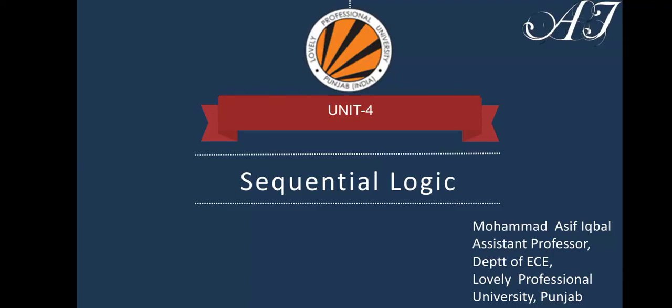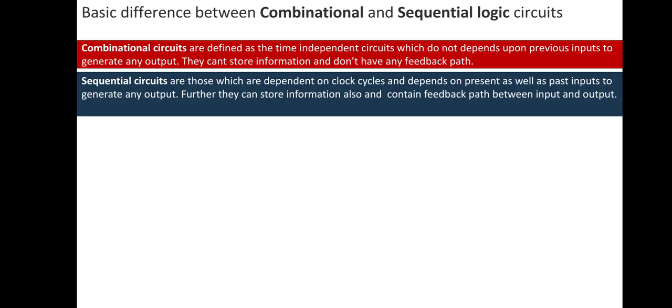So today we are going to start our fourth unit, that is sequential logic circuits. Before talking in detail about sequential, I would briefly like to discuss combinational, and also the difference between sequential and combinational, so that you can develop an understanding of why we are going to study sequential. Okay, so what was combinational? Combinational was a combination of logic gates, that's all.